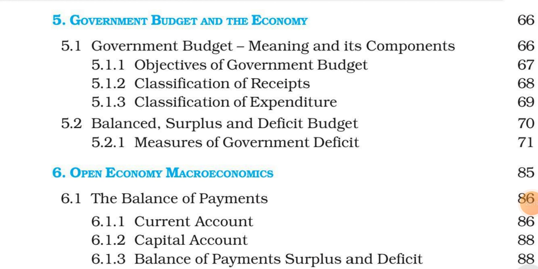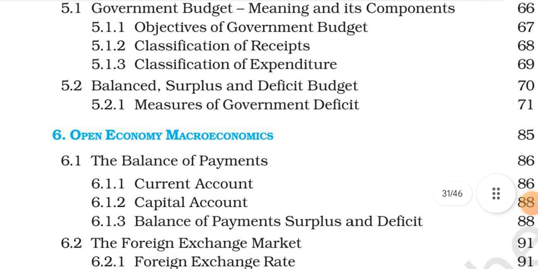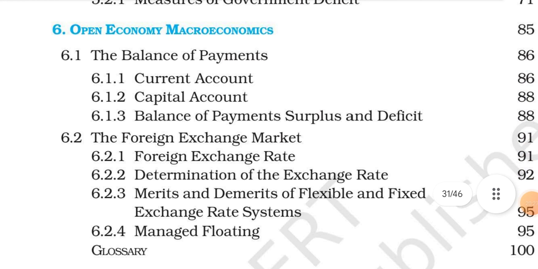5.2 Balanced, surplus and deficit budget. 5.2.1 Measures of government deficit. 6. Open economy macroeconomics. 6.1 The balance of payments. 6.1.1 Current account. 6.1.2 Capital account. 6.1.3 Balance of payments surplus and deficit. 6.2 The foreign exchange market.